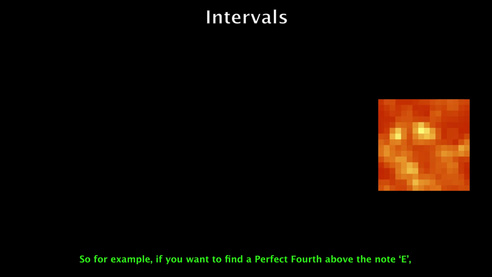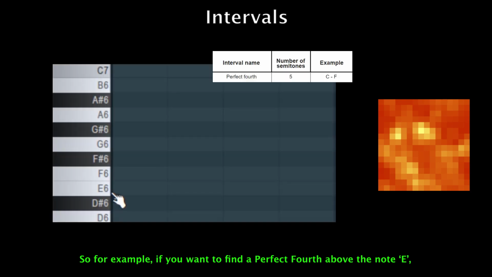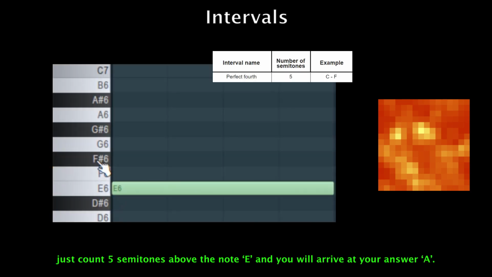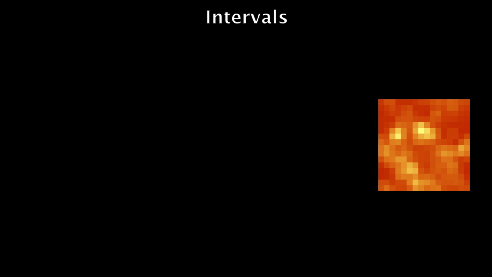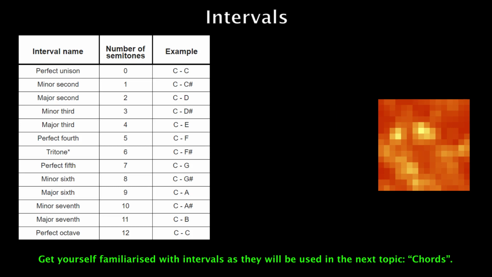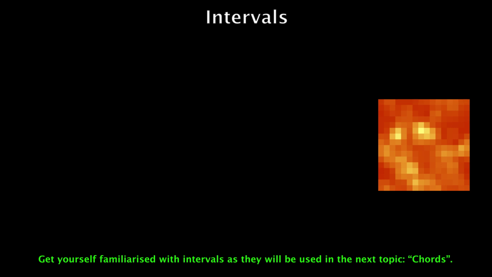So for example, if you wanted to find a perfect fourth above the note E, just count 5 semitones above the note E and you will arrive at your answer, A. Get yourself familiarized with intervals as they will be used in the next topic, chords.